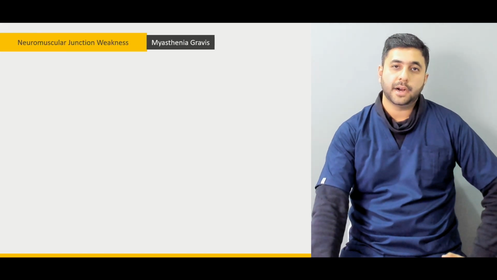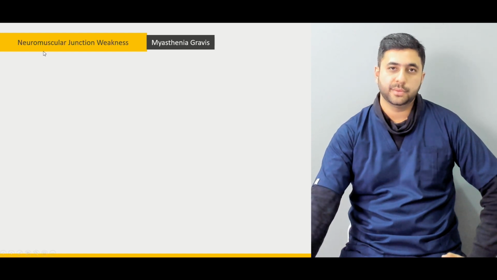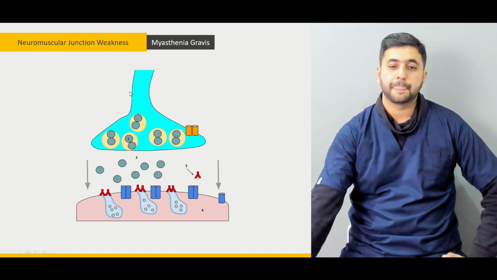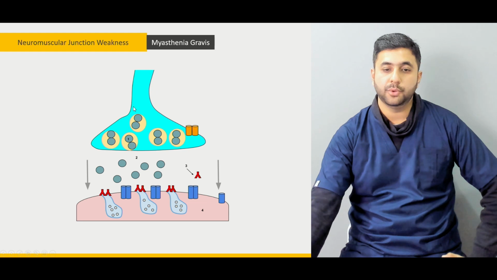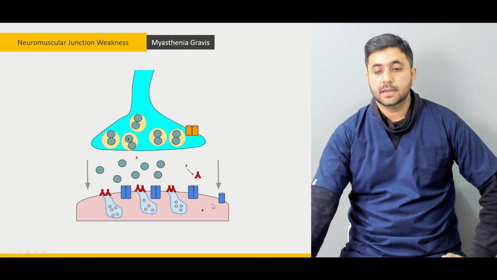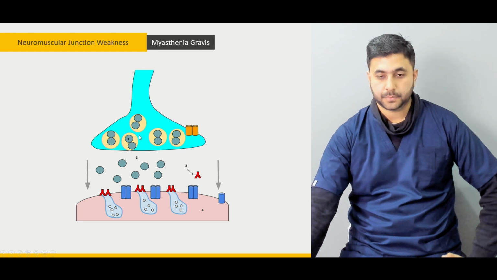For example, apart from these upper and lower motor neuron lesions, we have certain weakness at the level of the neuromuscular junction. What is a neuromuscular junction? It is basically a junction at the level of the muscle between a nerve and the muscle. This blue area represents a nerve, a spinal nerve, and this area shown here represents a muscle. Now there are various receptors here.